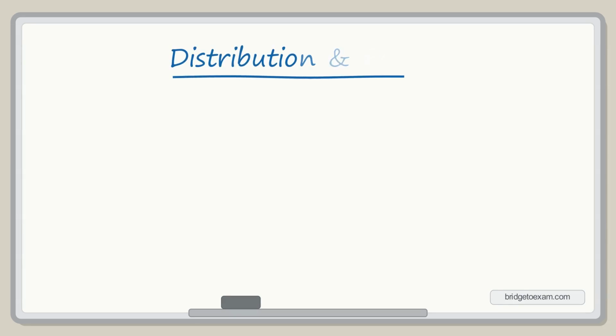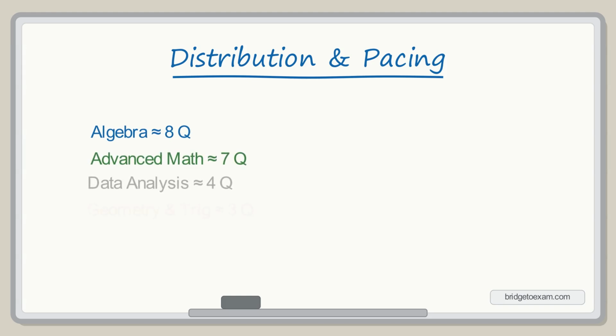Here's the makeup of Module 1. About 8 algebra, 7 advanced math, 4 data analysis, and 3 geometry and trig. Algebra and advanced math dominate, so that's where most of your points live.